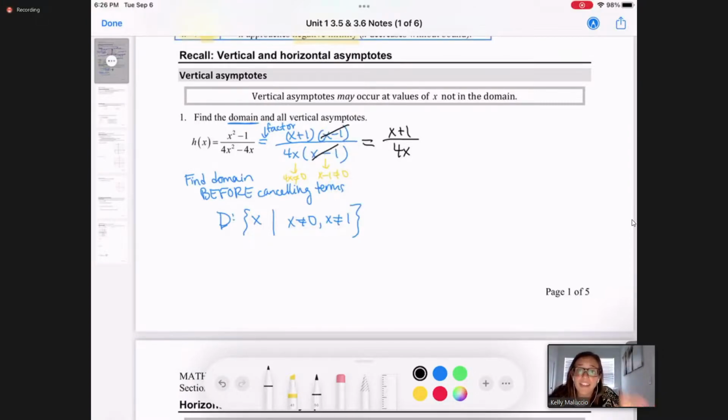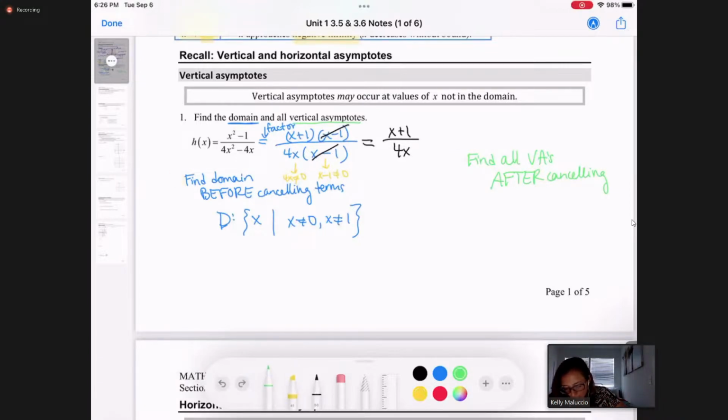So this is nice. Now, I want to note that for vertical asymptotes, we're going to find all VAs after canceling. Okay, so these are just two important things to note about the domain and the VAs and when you want to find them.